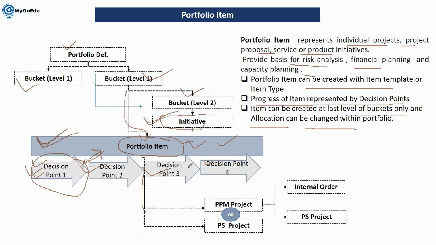We used to call it an AND node. And you can change the structure, you can change the bucket, you can reassign a different bucket at a later stage, but within the portfolio. So let's say as of now, this portfolio item is assigned to bucket level 2, but tomorrow if you want to assign it to bucket level 1, you can assign it, but within the same portfolio. So this is the concept here.